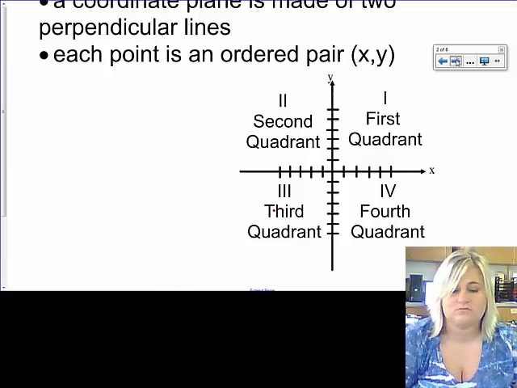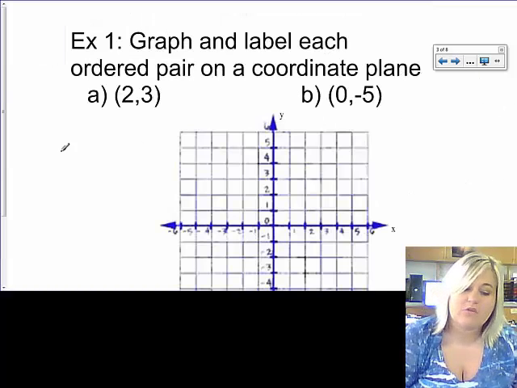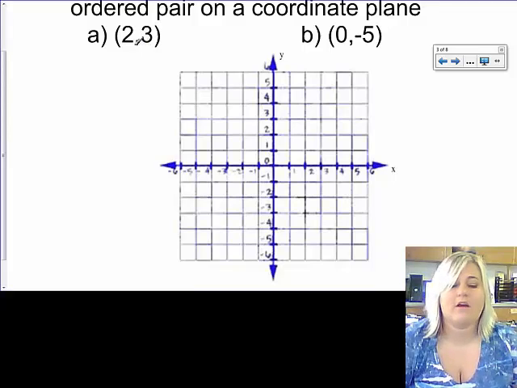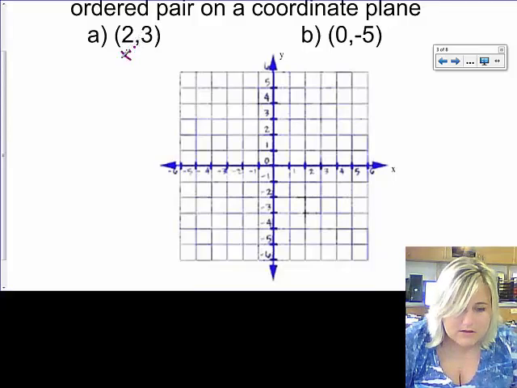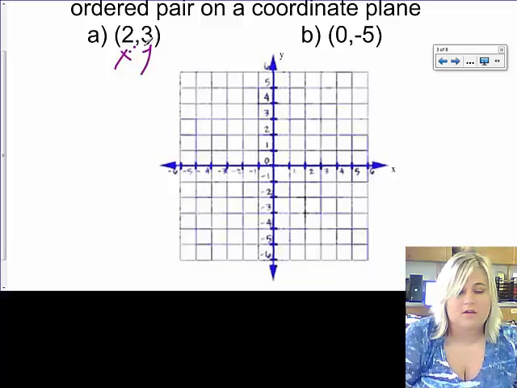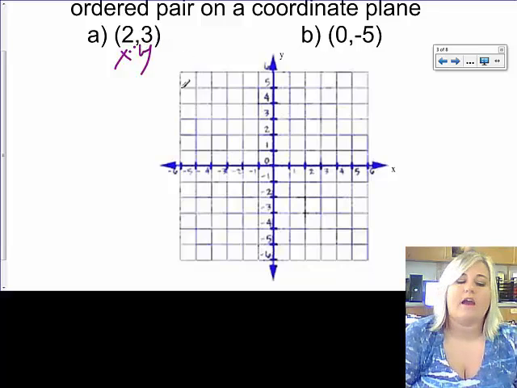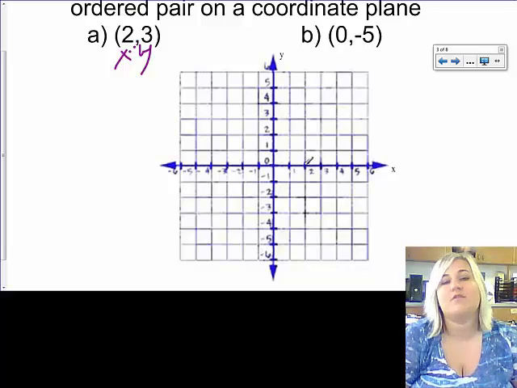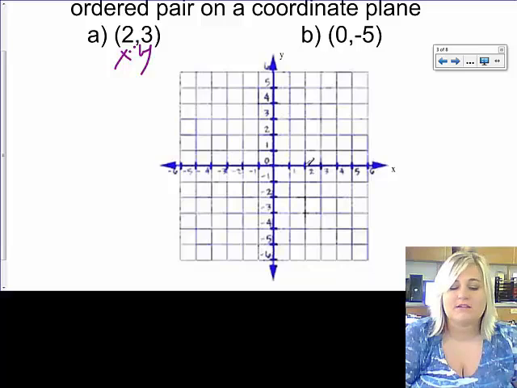It says to graph and label each ordered pair on a coordinate plane. Remember, we just talked about that every ordered pair is labeled x and then y. Okay, so this is y. So what we're going to do is we always start at the origin and we go the x distance first. Well, x is 2 and it's a positive 2, so we go to the right 2 times. From this location, we move the y, and the y is positive 3, so we go up 1, 2, 3 times.